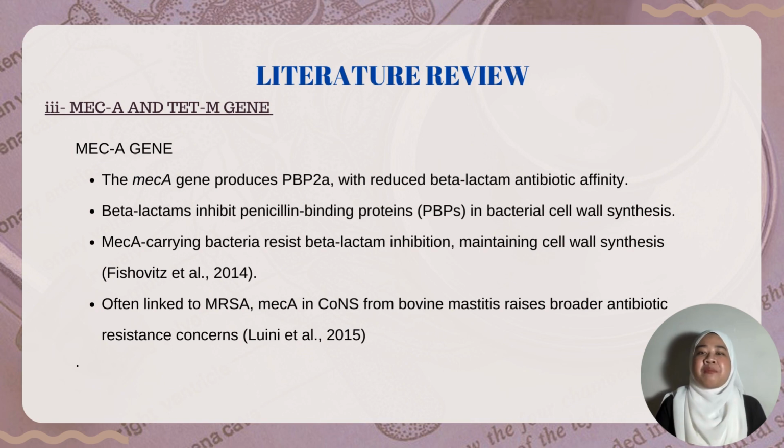In simple terms, the MAC-A gene carries instruction to make a special protein, PBP2A, in bacteria. This protein has a trick. It doesn't get affected much by certain antibiotics called beta-lactams. Usually these antibiotics stop a part of the bacteria from building, but with PBP2A, it's like the bacteria have a shield and they can keep building even with the antibiotic around. While MAC-A is known for causing antibiotic resistance in Staphylococcus aureus, finding it in CoNS related to bovine mastitis raises wider concerns, as these resistant traits can make antibiotic less useful for treating infections.